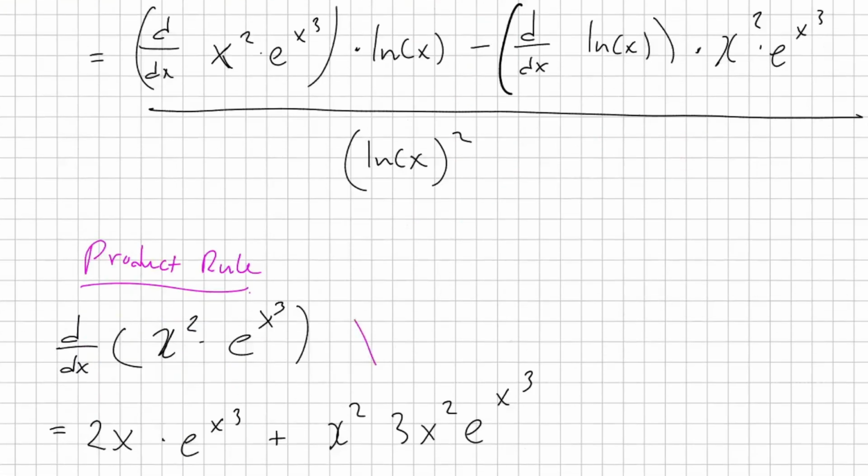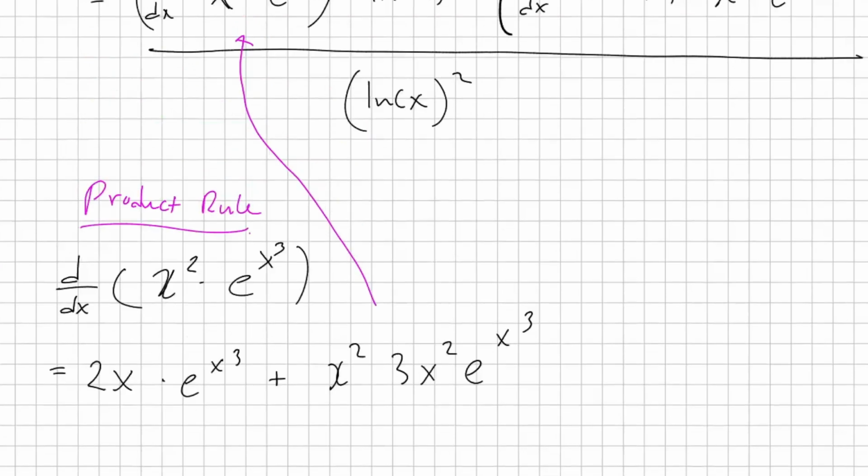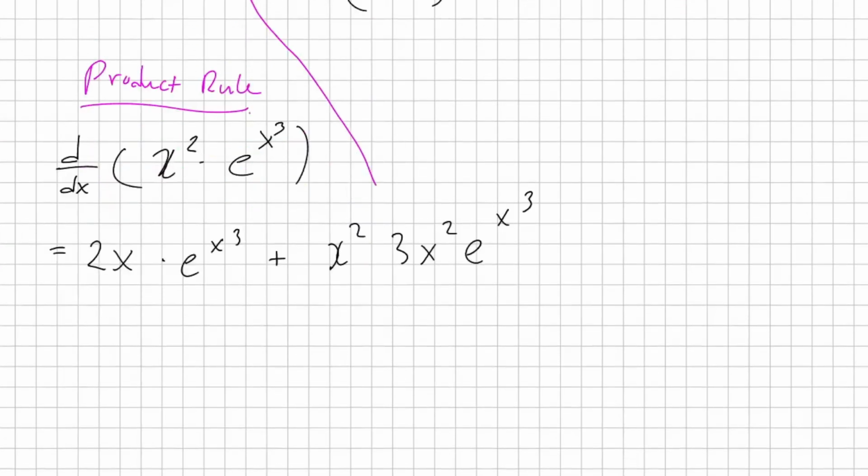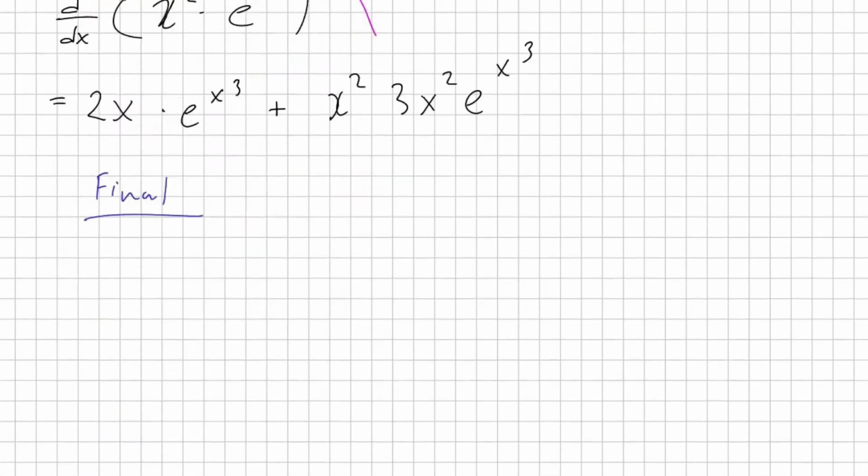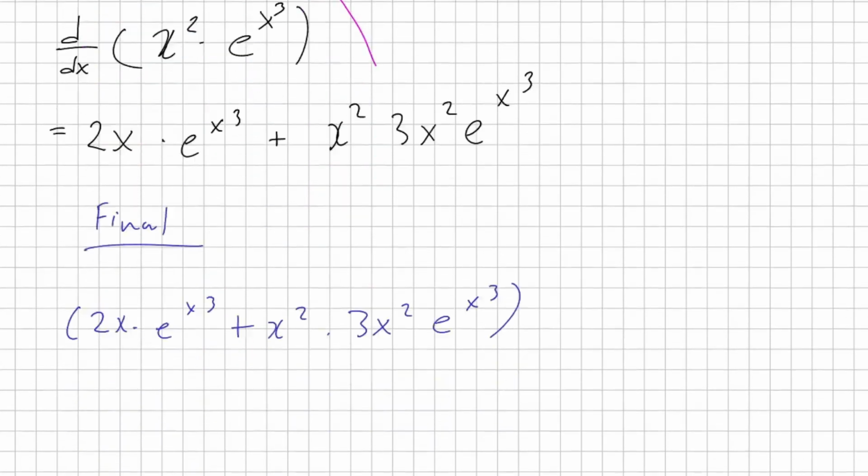So let's do that. Let's plug this thing. Basically, it's going to go in here and over here. Sorry, not there. Only in there. So let's just write this entire thing out. So I'm going to use blue to write out the entire thing. This is the final. So the final thing is just going to be 2x times e to the x cubed plus x squared times 3x squared e to the x cubed multiplied by natural log of x.